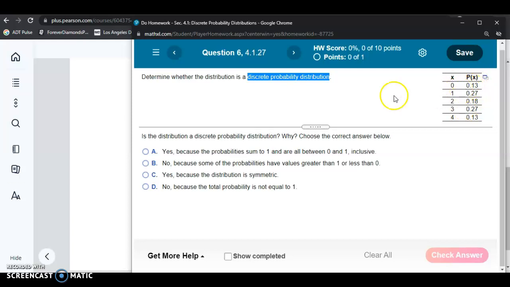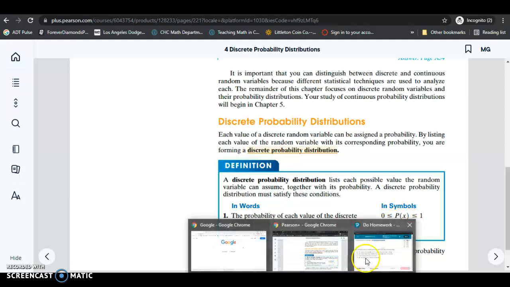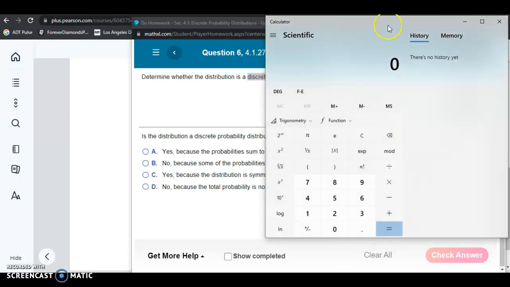So this probability distribution satisfies the first condition given in the book, that each probability must be between 0 and 1. The probability of each value must be between 0 and 1. The next thing is that we have to add up the probabilities. So that's what we're going to do next. We're going to use a calculator to do that.